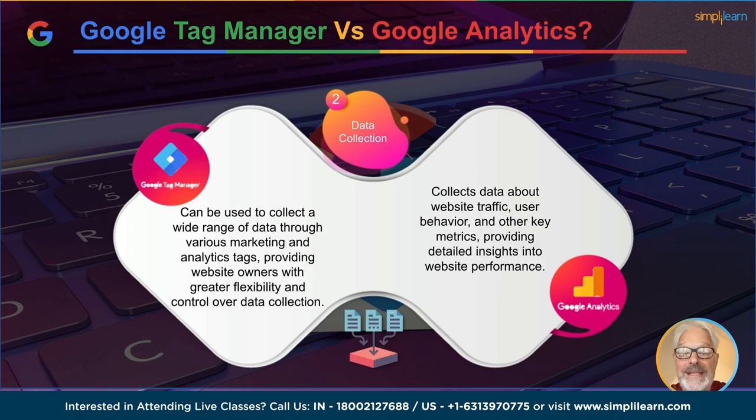Now that we understand the basic differences between GTM and Google Analytics, let's talk about one of the most important aspects of these tools, data collection. Google Analytics is primarily designed to collect and analyze website traffic data. It helps you understand things like where your visitors are coming from, which pages are most popular, and how long people are spending on your site. On the other hand, GTM is focused on collecting data about specific actions or events on your website, like a form submission or a button click.